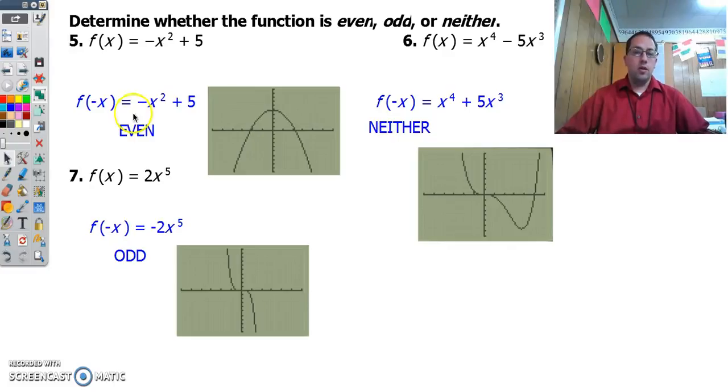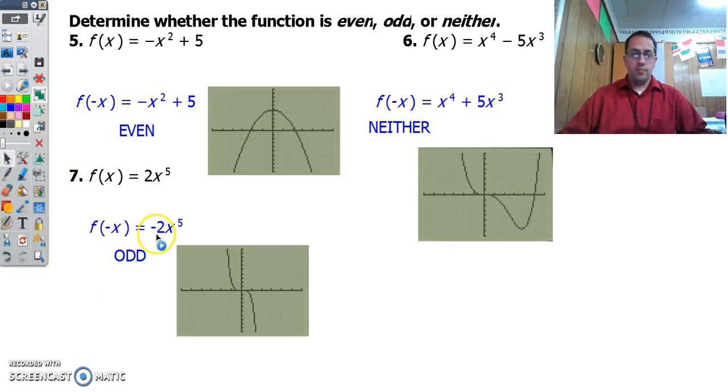Boom, here's our answers. All right, so number 5, you should have come up with even. You can do that looking at the graph, or if you plug in a negative x, it comes out looking exactly the same. Over here, the graph is not going to flip over. It's not going to be rotational. So this is neither. Also, if you plug in a negative x, you'll see this sign stayed the same, but here my negative became positive. And so it's not exactly the same. It's not completely flipped on your signs, and so this is neither.